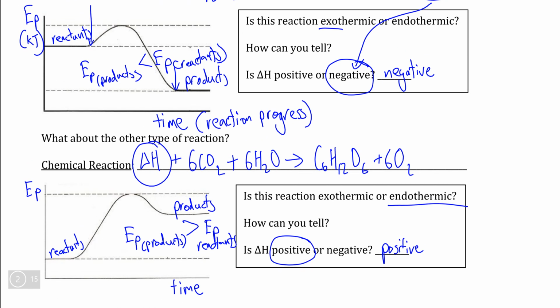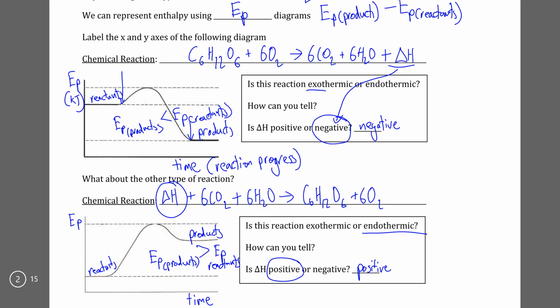In the next video, we're going to explore a little bit in more detail what happens when you take an exothermic reaction and flip it around in order to make an endothermic reaction, and what that means in terms of the magnitude of the delta H of that reaction.